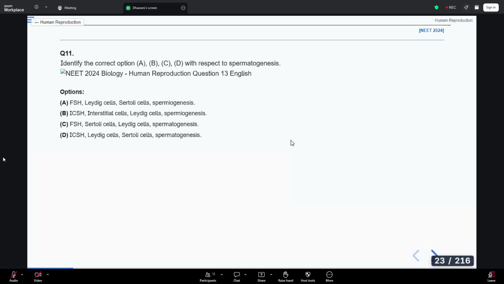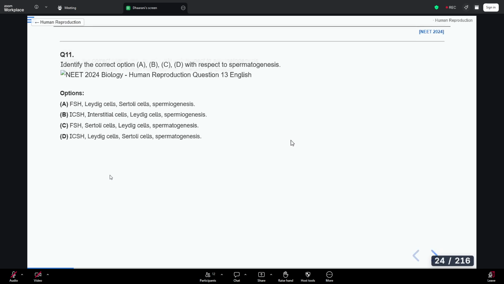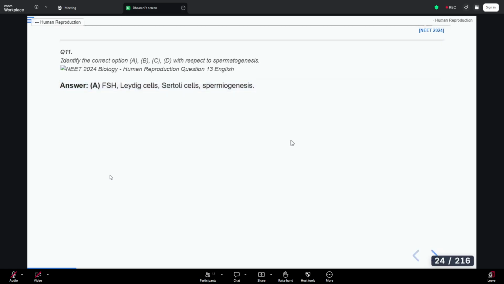Sertoli cells support spermatogenesis. Where can you see Sertoli cells? You can see Sertoli cells in the seminiferous tubules of the testis. Okay, let's see the answer now. It is option A. The diagram is missing here. So it is FSH, Leydig cells, Sertoli cells and spermiogenesis.